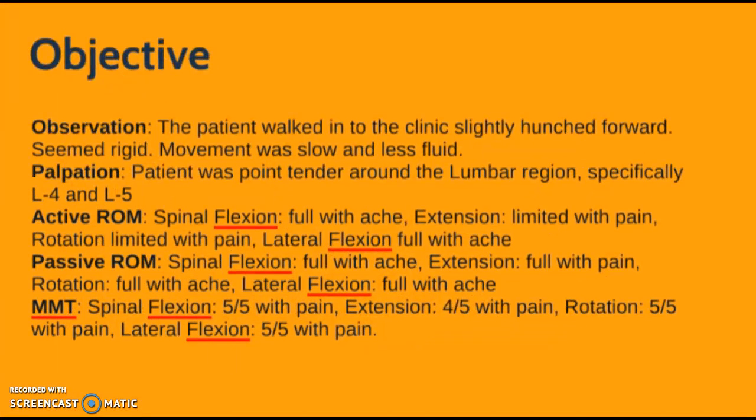As for objective details, we are able to observe that our patient walked into the clinic slightly hunched forward. Her torso seemed very rigid, and her movement was very slow and less fluid than that of a healthy, normal being. Upon palpation, we were able to see that Mireya is point tender around the lumbar region, specifically around L4 and L5.